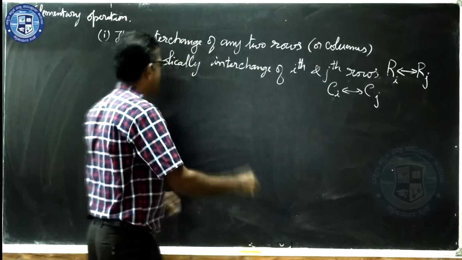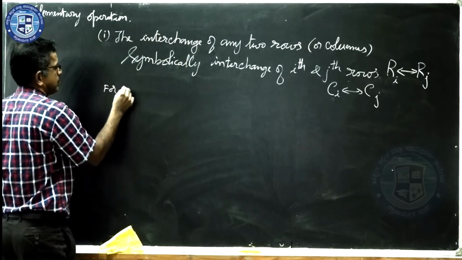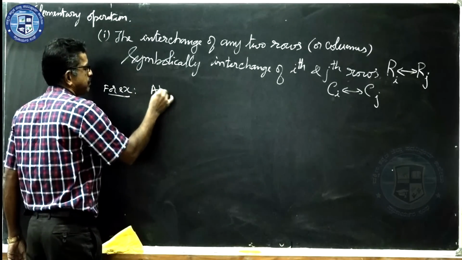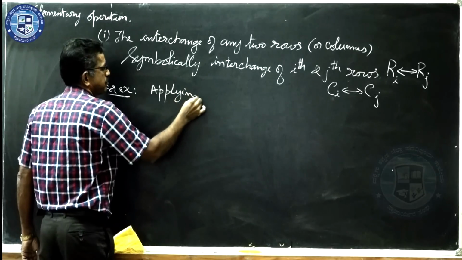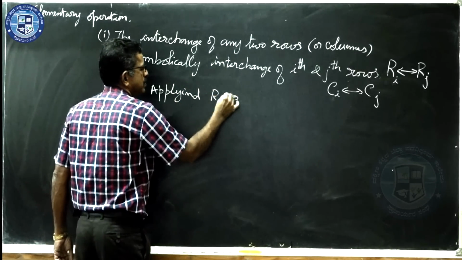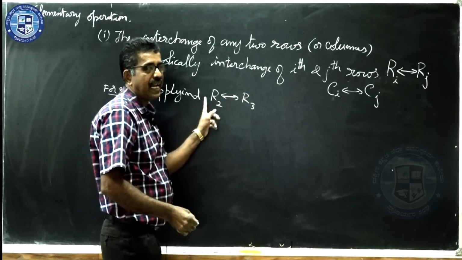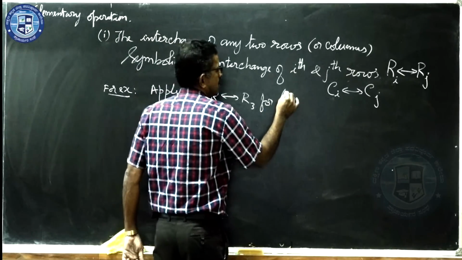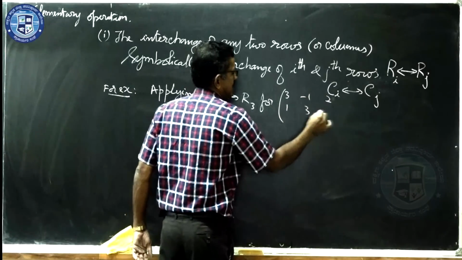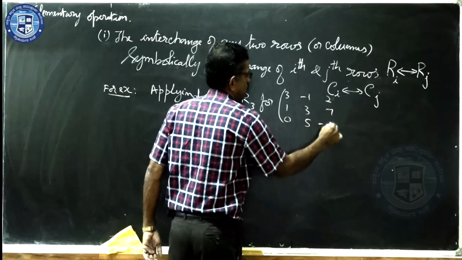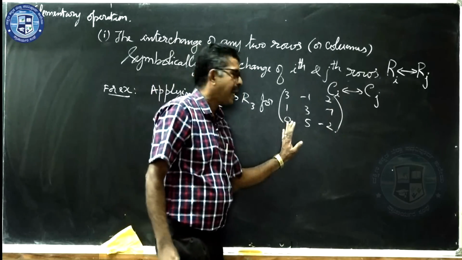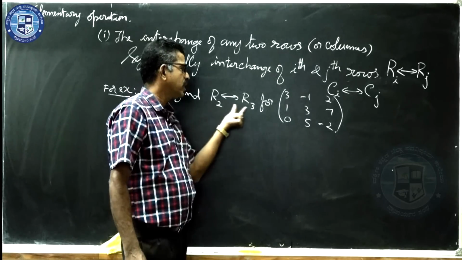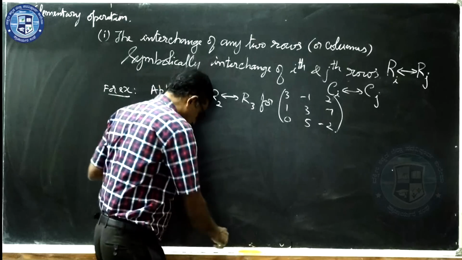So let me explain with a simple example. For example, applying R2 interchange R3, the second and third rows, let me interchange for the matrix 3, minus 1, 2, 1, 3, 7, 0, 5, minus 1. So, this is the given matrix. I need to apply this operation, meaning I need to interchange the second row and third row. So, actually, I repeat once again.